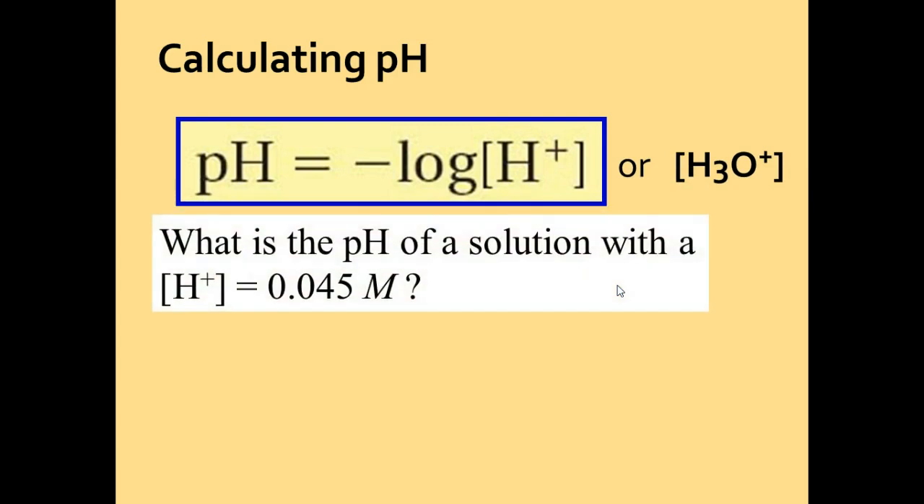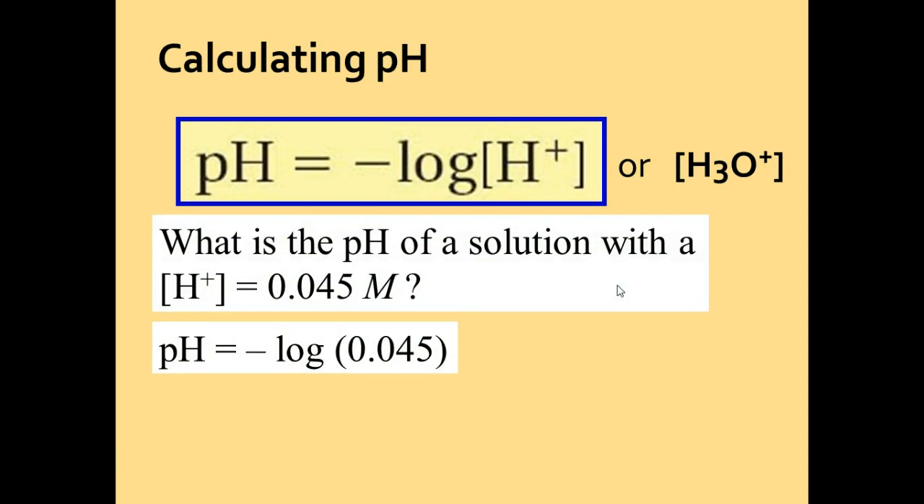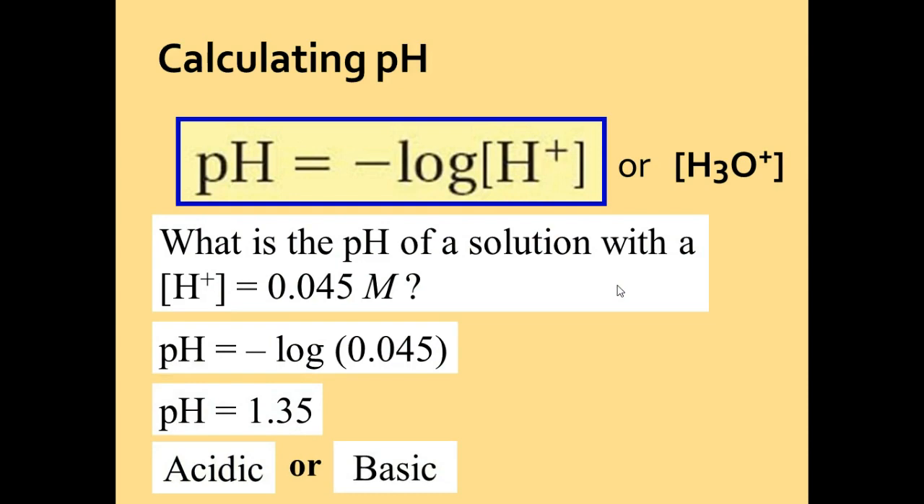Then what is the pH of a solution with the H plus concentration of 0.045? So this one you really need a calculator to solve. You take the negative log of 0.045, and if you punch that in your calculator, you would get a pH of 1.35. And if you have a pH of 1.35, is it acidic or basic? The correct answer is it's acidic.